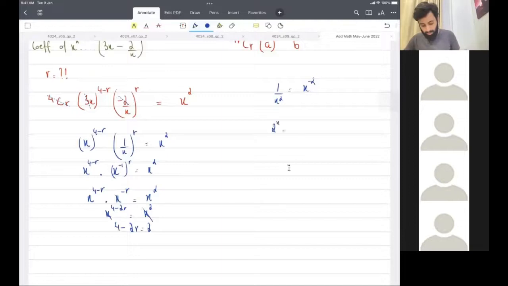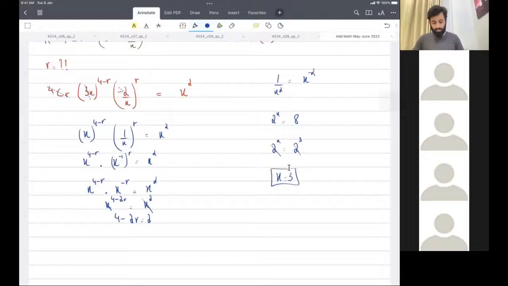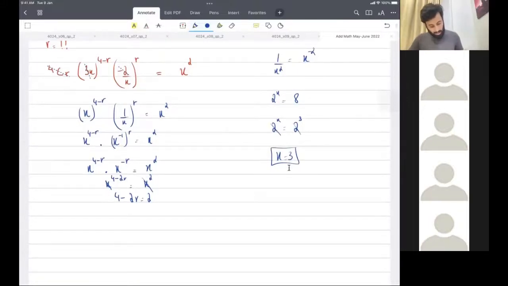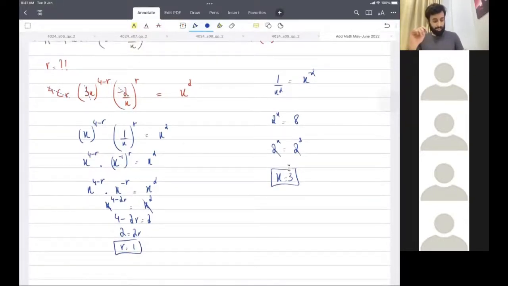If you remember how we solved 2 power x equals 8, we kept 2 power x as it is and rewrote 8 as a power of 2, and then we would ignore the bases because they're the same and just compare, or equate, the powers. So 2 is equal to 2r, which means r is equal to 2 upon 2, which means r is equal to 1. But your story doesn't end here.